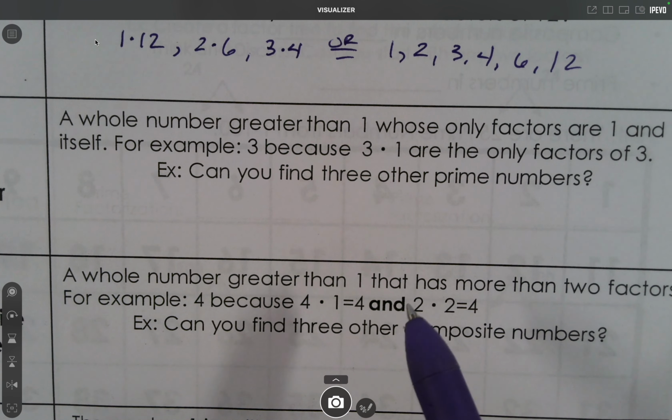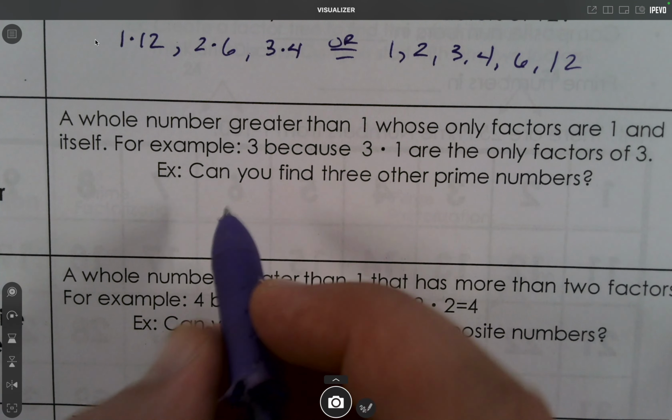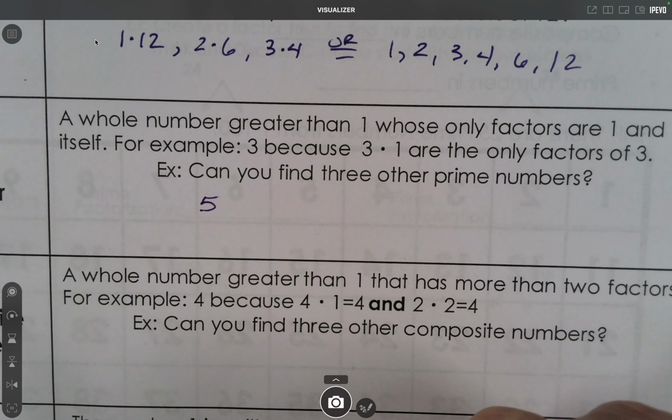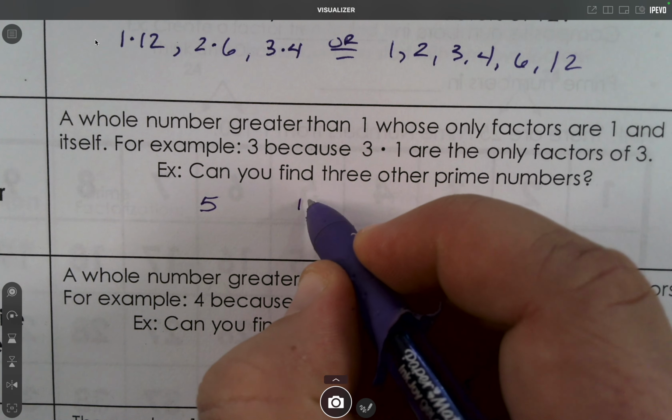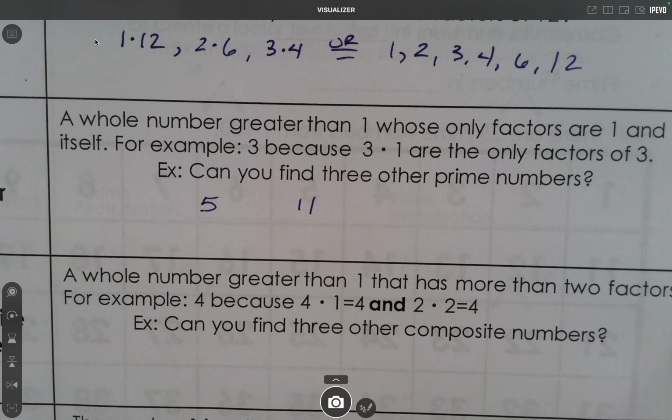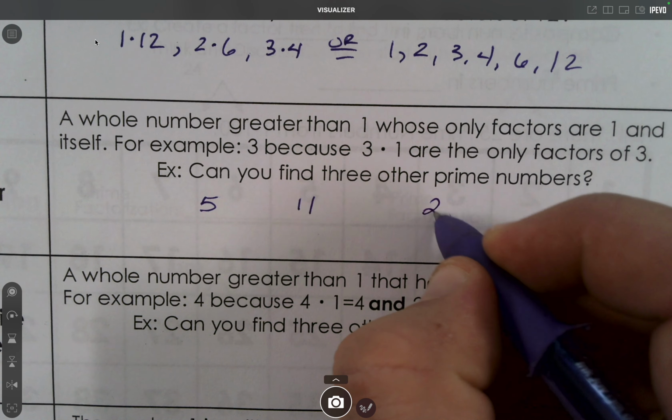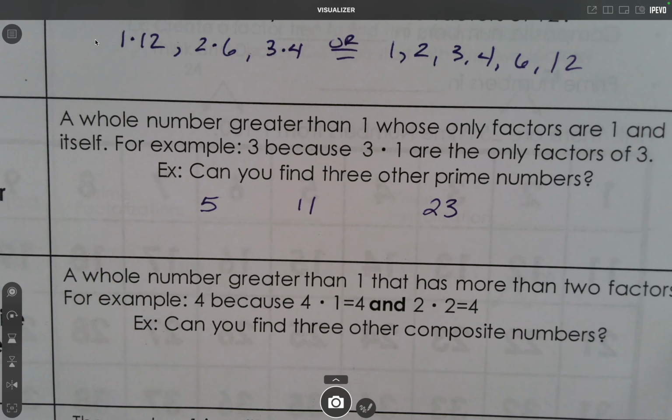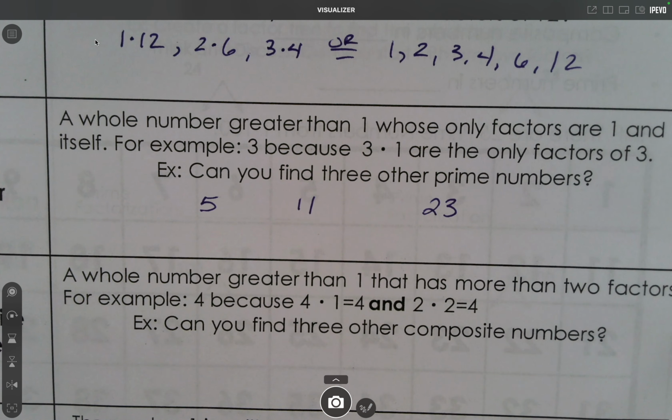There are lots of them. I'll just do some smaller ones. You may have picked different ones, but 5 is an example because it's only 1 and 5 that go into it. 11 is an example because only 1 and 11 go into it. 23 is also an example because only 1 and 23 go into it. Now I skipped some in between, like 7 is in between 5 and 11. 17 and 19 and 13 are some between those.